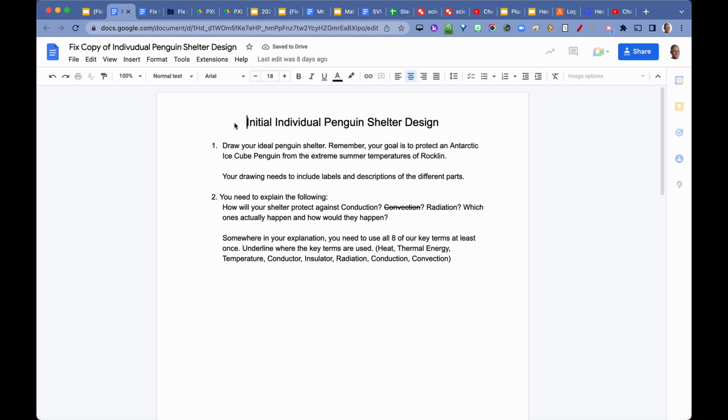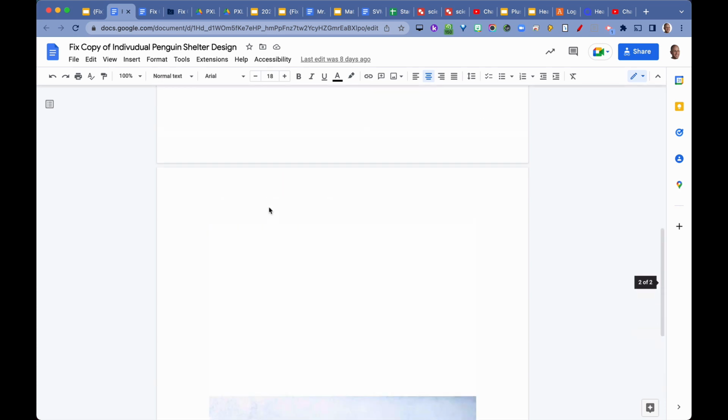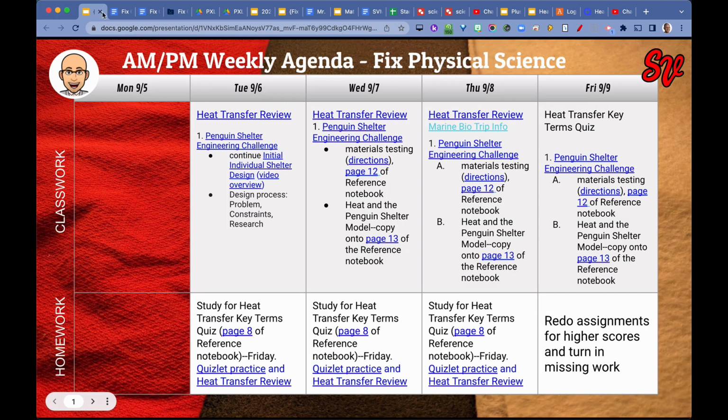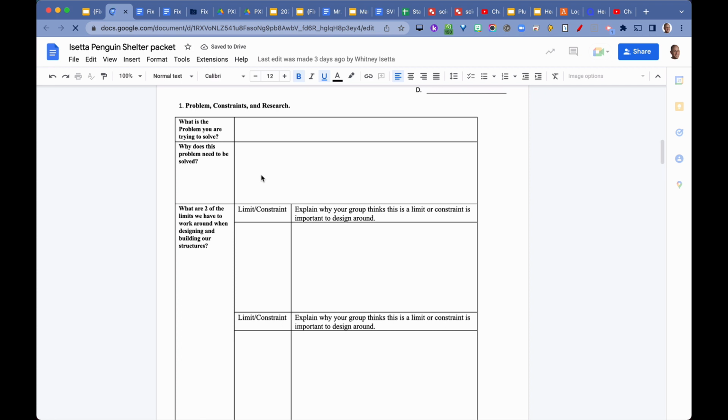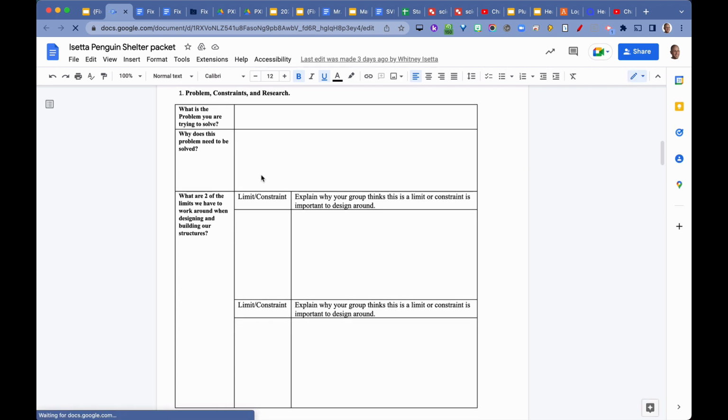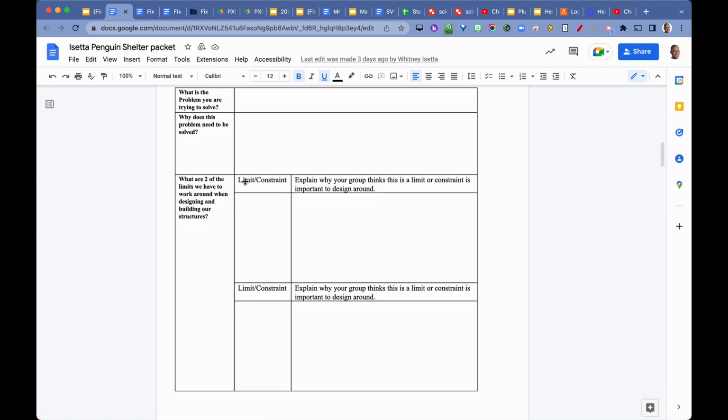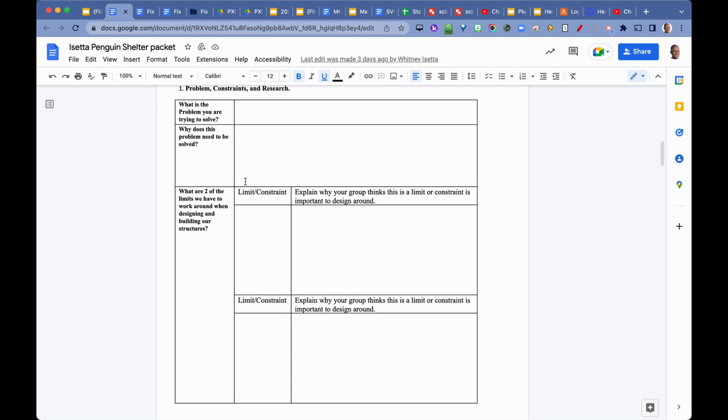Alright, so this is the individual penguin shelter design. So students had to do numbers 1 and 2. They started this last Friday and they finished it up today. And then we went over it. We also went over the problem, constraints, and research in our groups. And so students had to fill this out, and it's kind of a step 1 in the group design process.